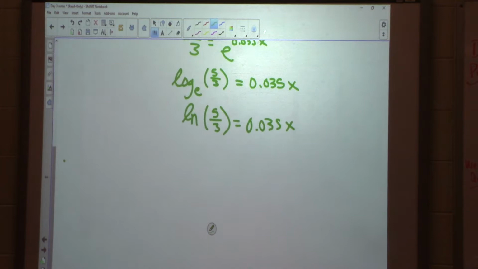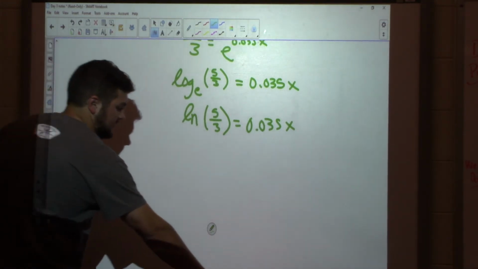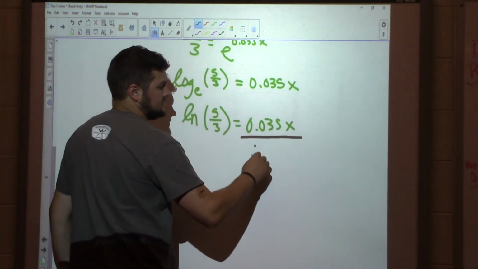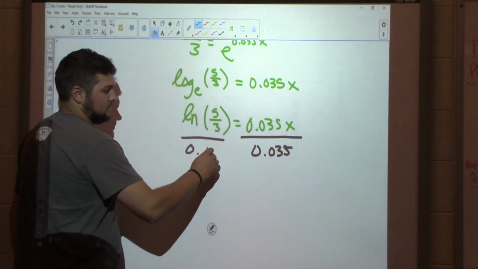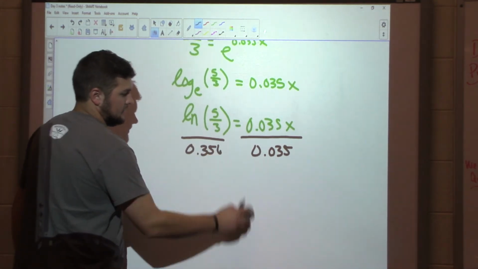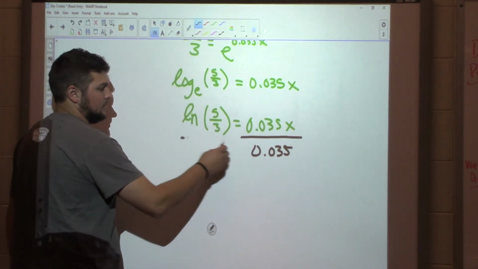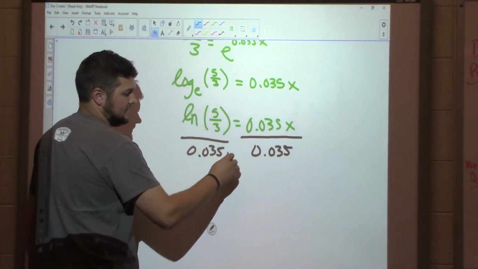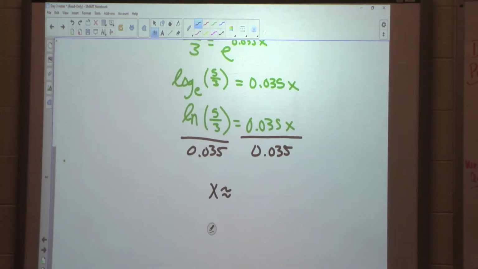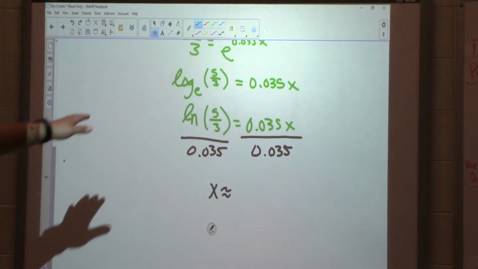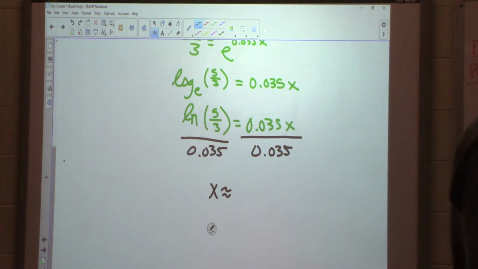Do we get a nice number? No, not right now. Should we round that non-nice number? No. But what we can do is we know we're going to have to divide by 0.035 to solve for x. So once you put it in your calculator, then divide it by 0.035, and now we can round it, because now we're finding what x is. So you take your natural log of 5/3, you divide by 0.035.